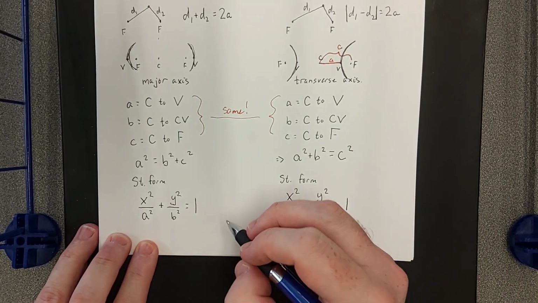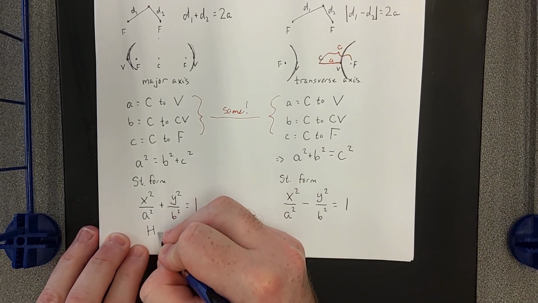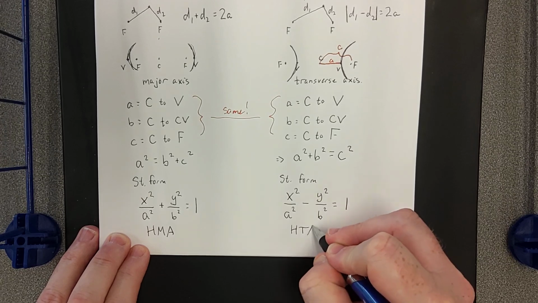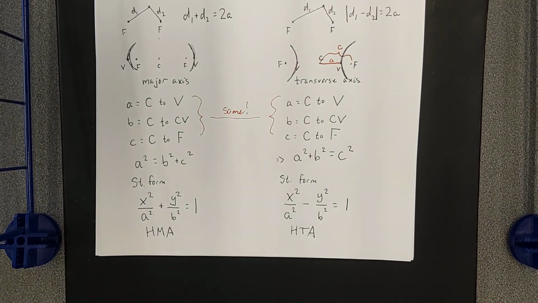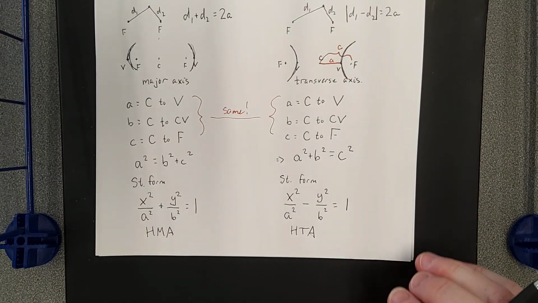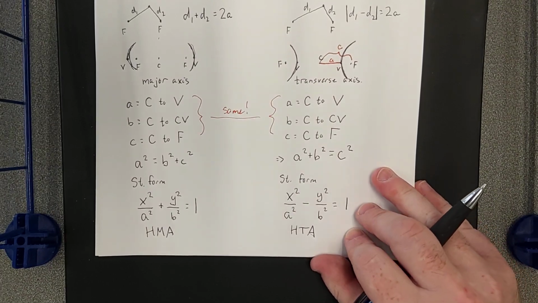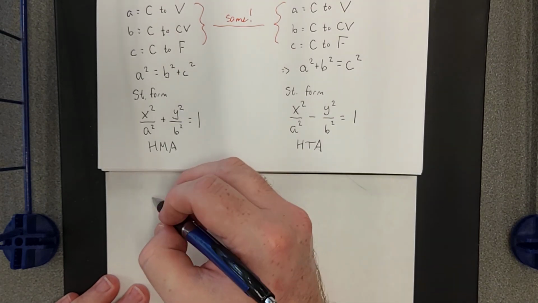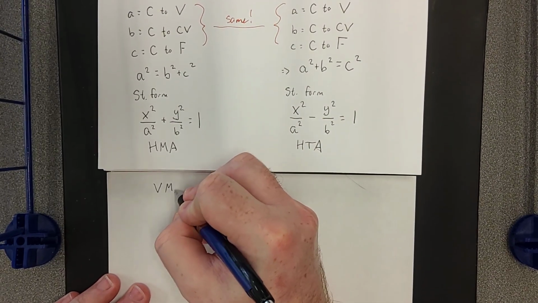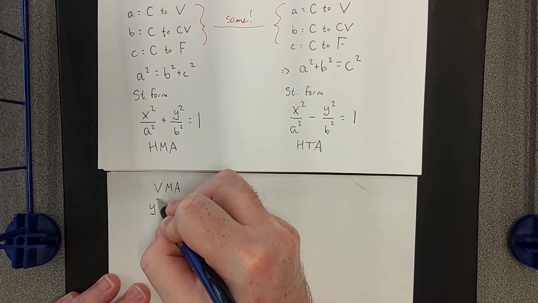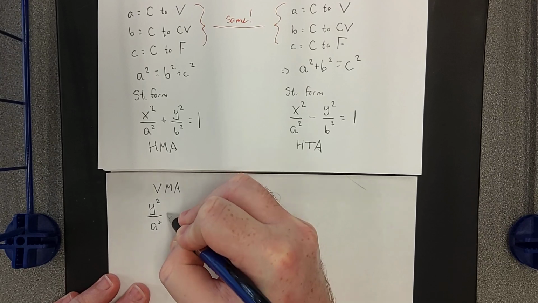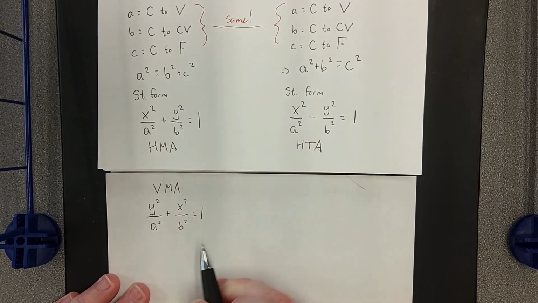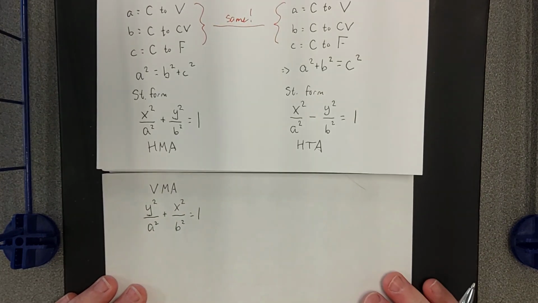Now, again, for both of these, this is for a horizontal major axis, or in this case, the horizontal transverse axis. If we do encounter a case where there is a vertical major or transverse axis, we can account for that as well. This will stand for vertical major axis. For the ellipse, we just switch around the x and the y. Everything else stays the same. So switch around the x and the y, and we have ourselves a vertical major axis.